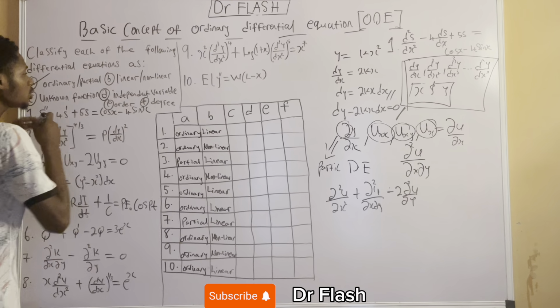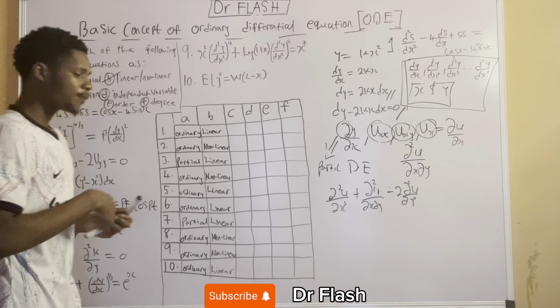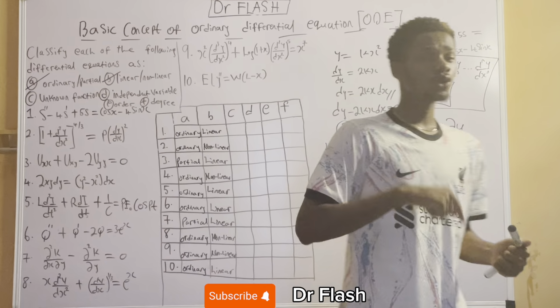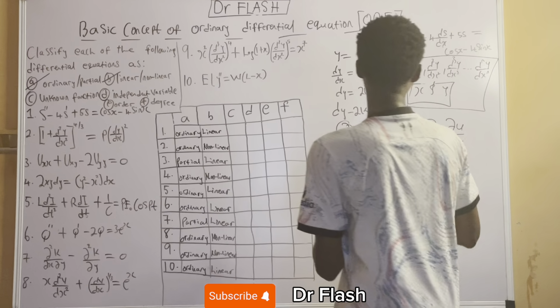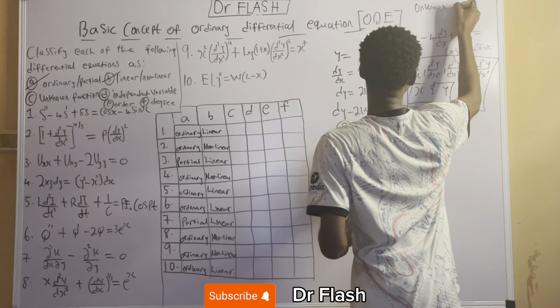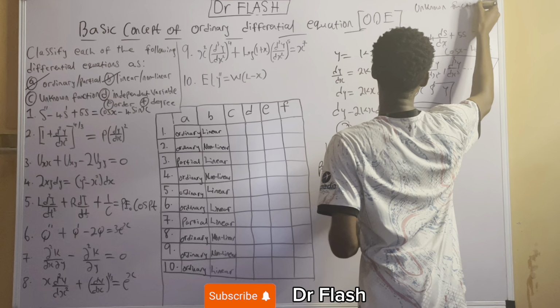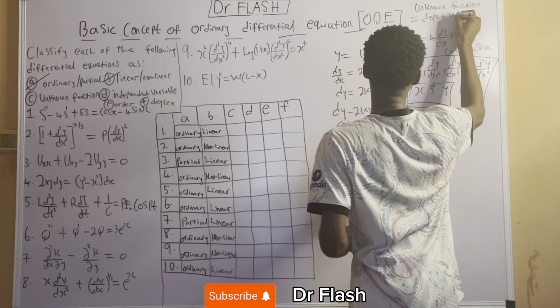So we are done with B, and what is next is the unknown function. Now take note that the unknown function simply means the dependent variable. I'm going to write it here. Unknown function means dependent variable.